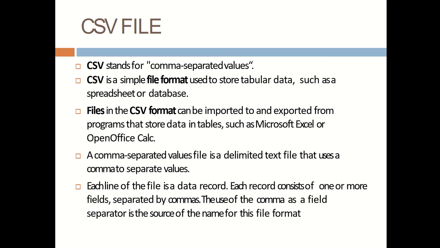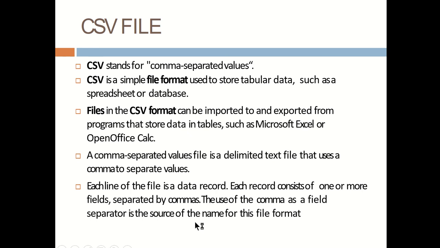Each line of the file is a data record, that is, horizontally it is a row. In a row, it will give you the information about one particular student. So horizontally it is called a record. Each line of the file is a data record. Every single line is a record. Each record consists of one or more fields separated by commas.